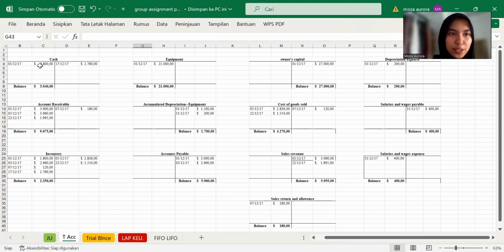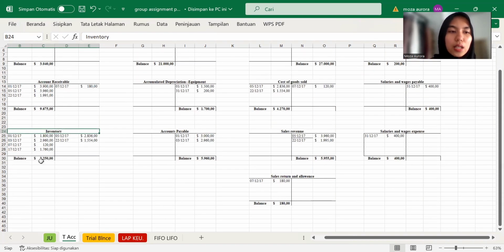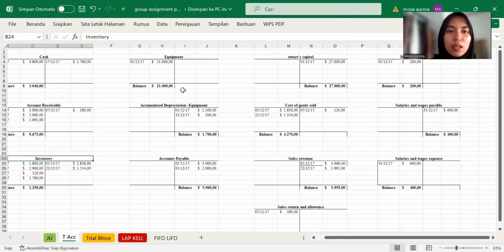The first account is cash, and at the end of the period, we get the balance of $3,040 on the debit side for the cash account, and the next one is accounts receivable. At the end of the period, we get the balance of accounts receivable of $9,675. The next one is inventory, we write all the purchases on debit and all of the sales on the credit side. And at the end of the period, we get the balance of inventory of $2,250.